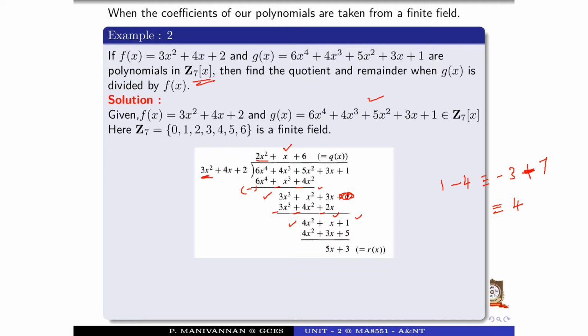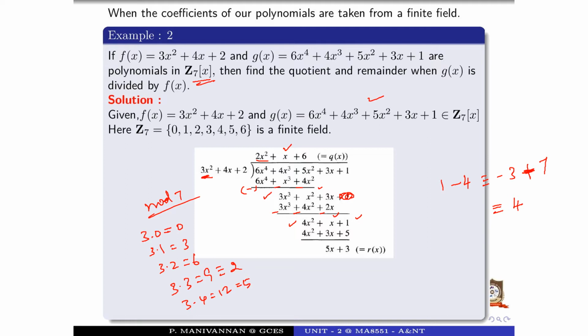So 3 multiplication. What is the remainder is 4. So 3 into 0 is 0. 3 into 1 is 3. 3 into 2 is 6. 3 into 3 is 9. 9 is equal to 2 under mod 7. It is not equal to 4. So 3 into 4 is 12. 12 minus 7 is 5.